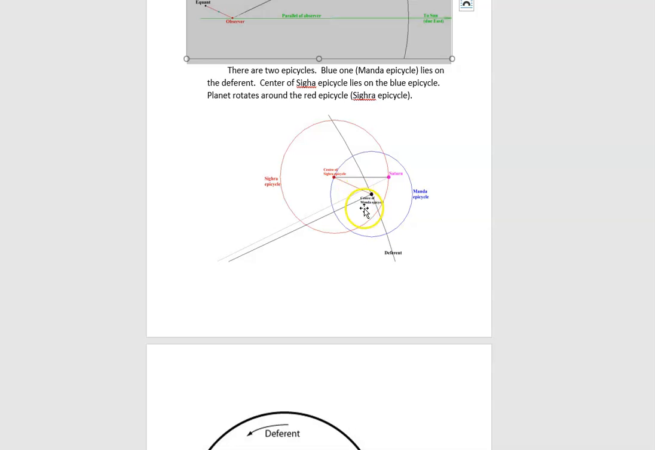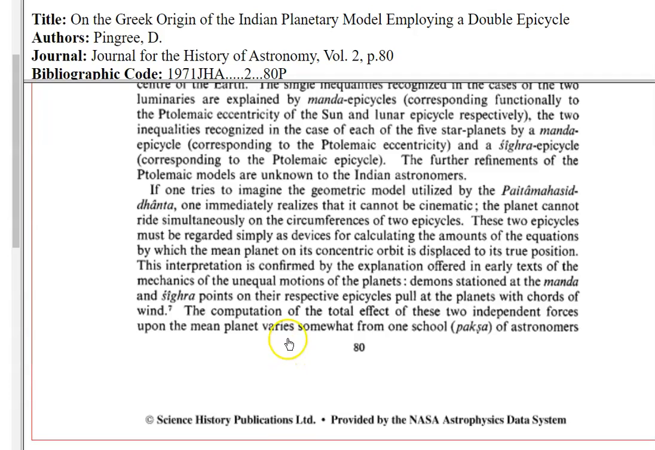So these points would move around the planet in a mathematical way. You cannot really see a planet, unless at that time you could have some kind of computer model. Unlike Ptolemy's model, here you really cannot see the planet moving. You can get it through mathematics. That's what Pingree is saying here. So where are we? The planet cannot ride simultaneously on the circumferences of two epicycles.